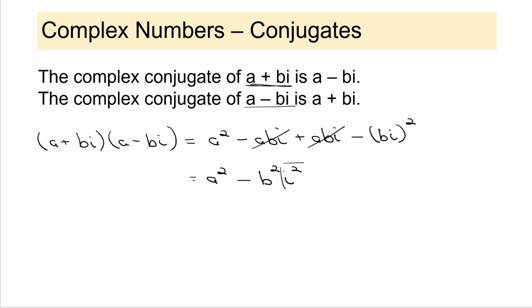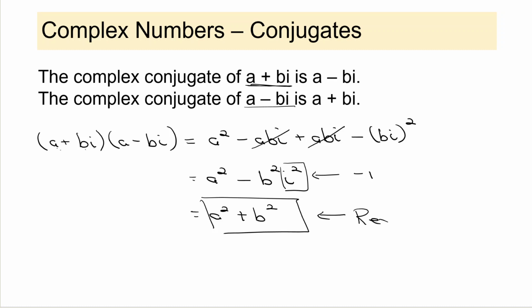So I've got b squared times i squared. But remember what happens here. That i squared I'm going to replace with a -1. So I've got a squared minus b squared times -1, or I'm just going to go ahead and write it as a squared plus b squared. So let's think about this a little bit. What happened? I multiplied two complex numbers together, but because they were conjugates of each other, I ended up with a purely real number. There's no imaginary part to the result.